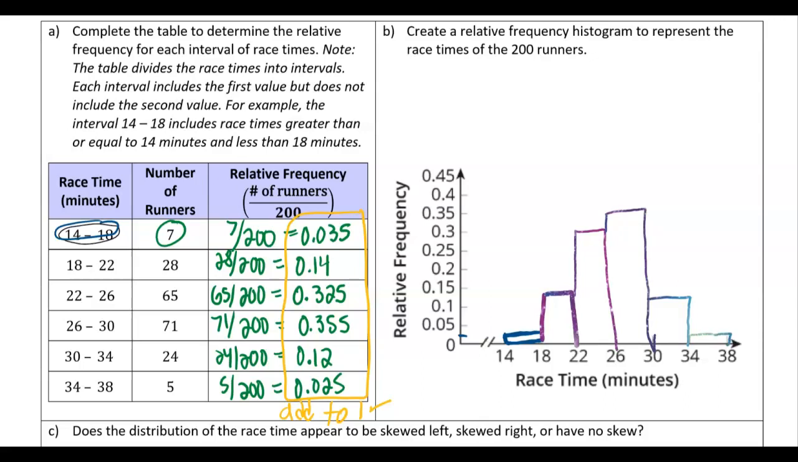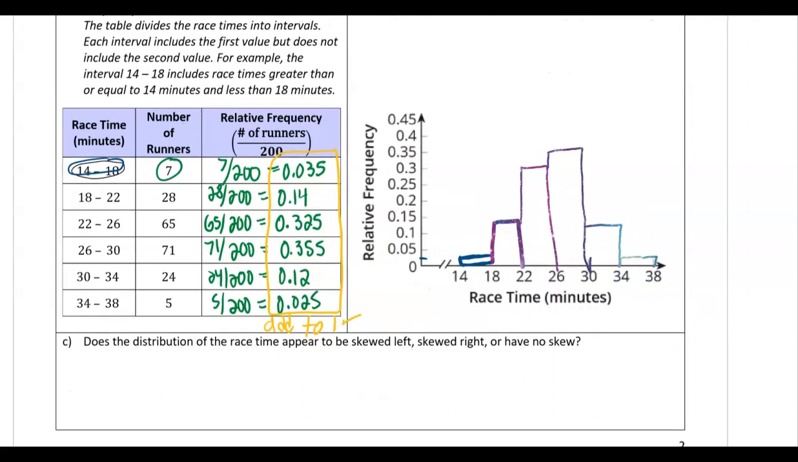So when we look at this data, it appears that it is evenly distributed. So I would say this data has no skew. It seems to be even on the left and right sides. There's no specific tail.